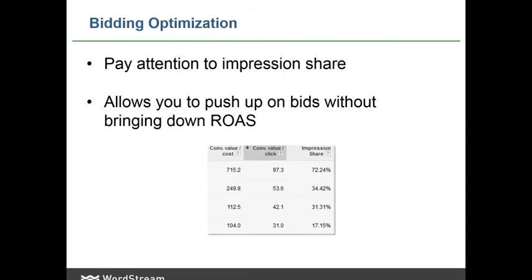Impression share will tell you if you have the potential to show more frequently. You can usually use that percentage to tell you where you can be more aggressive. This will help you lower your cost and potentially raise your conversions.